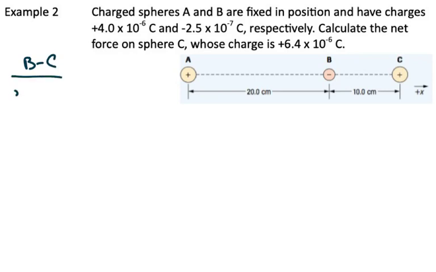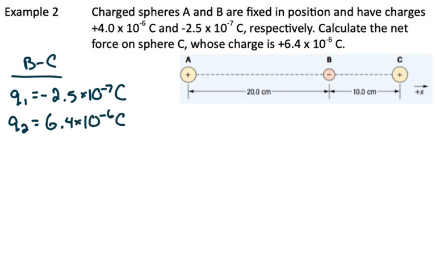So from B to C, the charge on B is negative 2.5 times 10 to the minus 7 coulombs. And that negative is just there to indicate that it is actually a negative charge. Q2, charge on C, 6.4 times 10 to the minus 6 coulombs. The distance between B and C would be 10 centimeters, or 0.1 meters, with 3 sig figs.